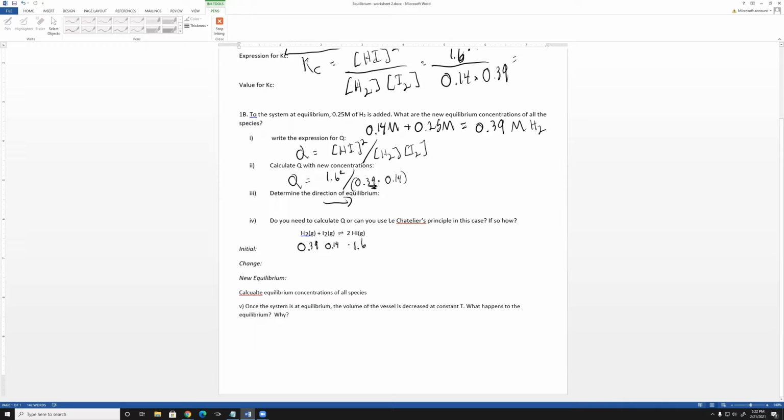Now, since we know the reaction will go in the forward direction because of our increase in reactant, we now know our change is going to be minus for our reactants. And for our product, since it has a 2 coefficient, it'll be plus 2x. Our new equilibrium will be 0.39 minus x for H2, 0.14 minus x for I2, and 1.6 plus 2x for HI.